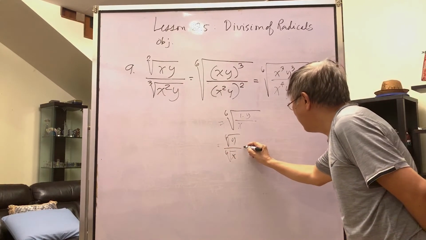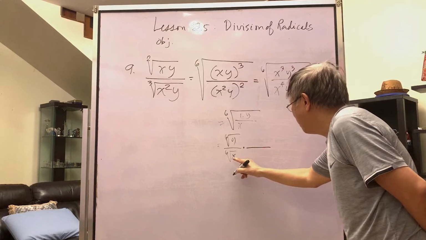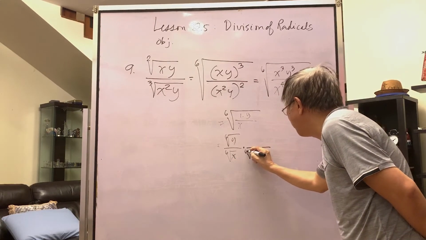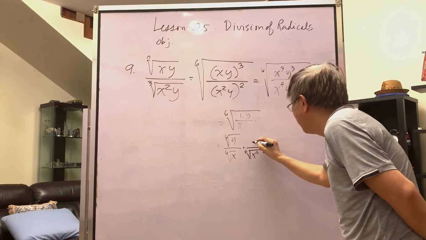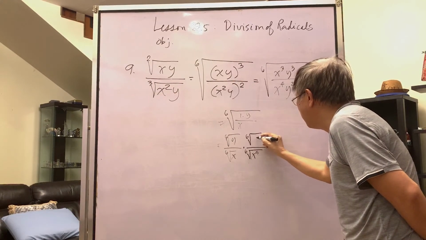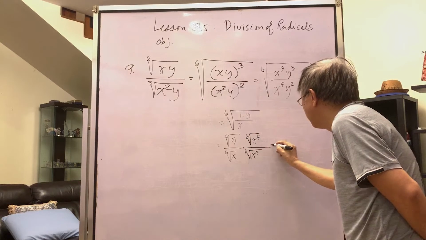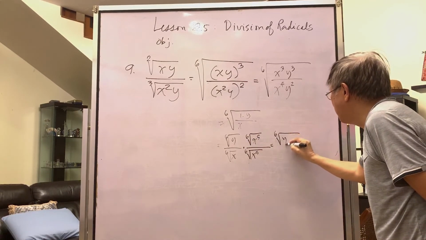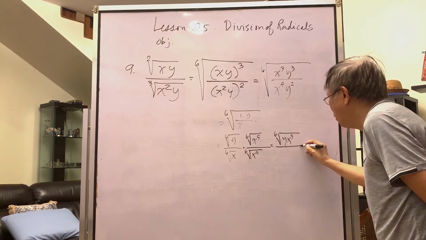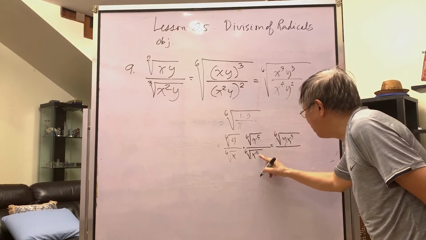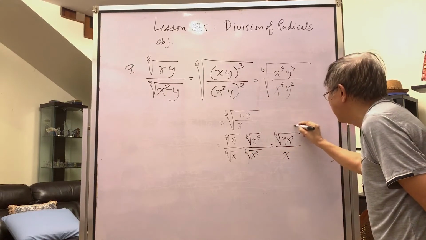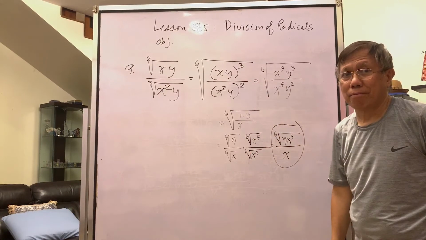We now rationalize the denominator. We need this to be a perfect 6th power, so I will multiply this by x to the 5th and do that same thing on the numerator. Multiplying these two will give me 6th root of y x to the 5th all over. This one and this will give me x to the 6th, and there's a 6th root, and that will just be x. So that's your answer.